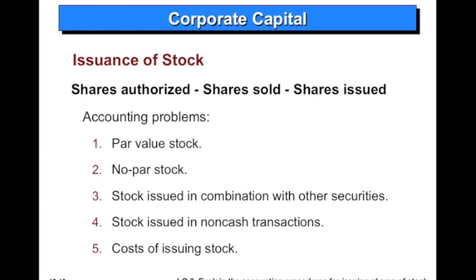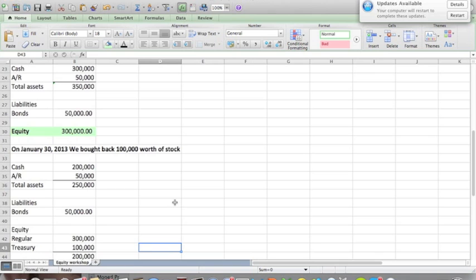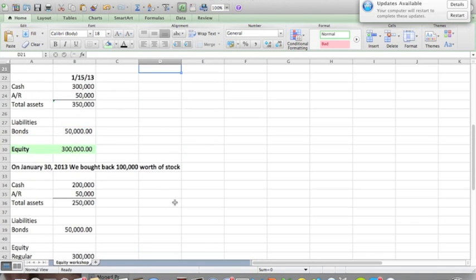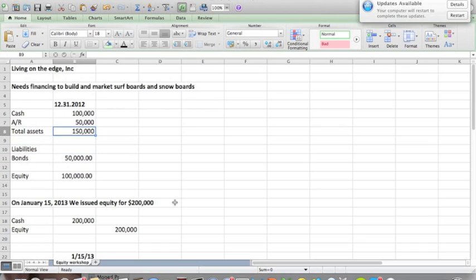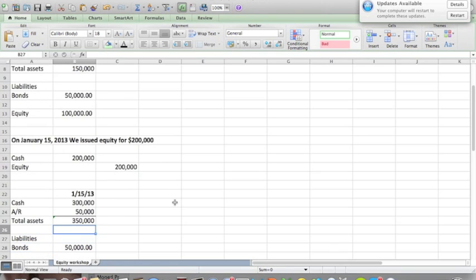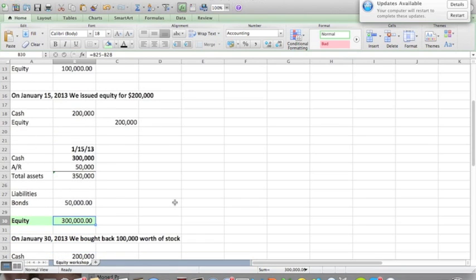So when we issue stock, there's a technicality around it. There's par value, no-par value, stock issued with other securities, cost of issuing stock. But what's issuing stock, in reality? When you issue stock, all that really means, say for example, we used to have on our balance sheet 100,000 in cash, and we used to have 50,000 of AR, assets of 150,000, and a bond of 50,000. And that was at 12/31/2012. January 15, 2013, we issued some equity. So what does that mean? We now have $200,000 more cash, and we have $200,000 more equity. So it's literally just a cash contribution. It's like I own, say, my surfboard company, and I put in 200,000. That's really what happened.